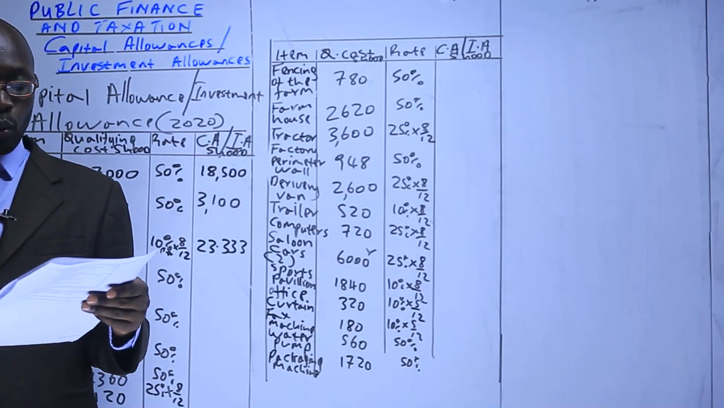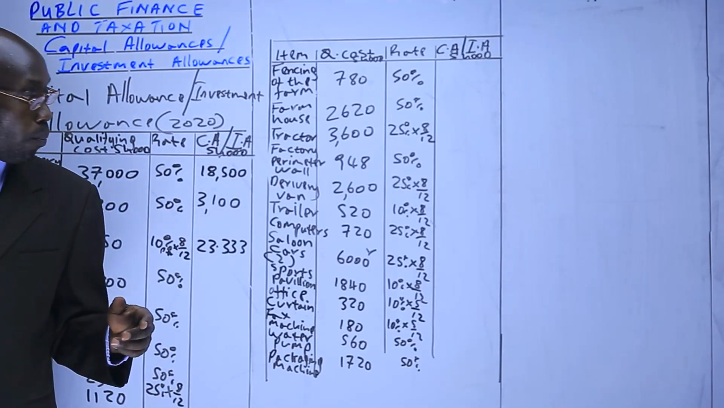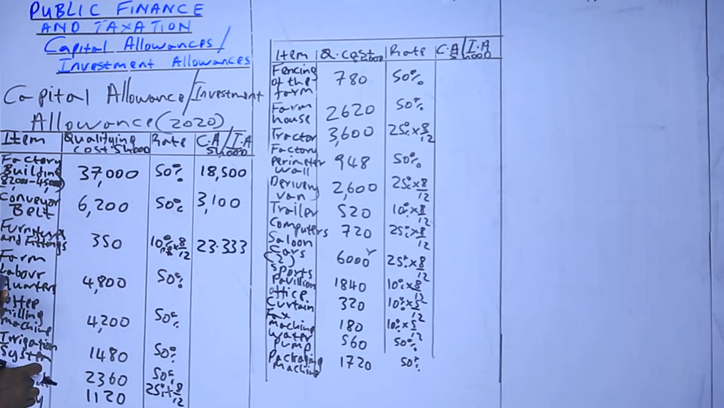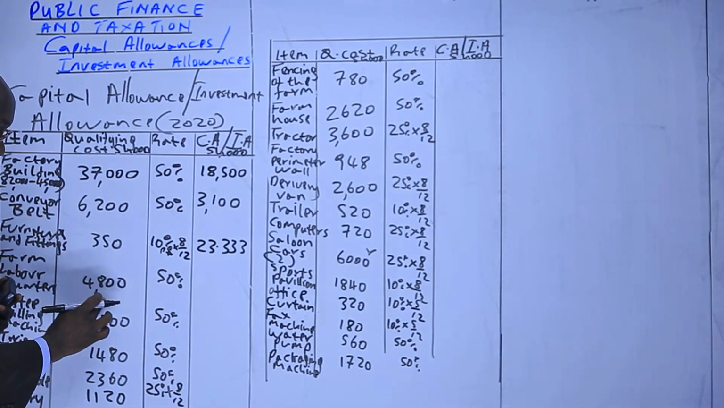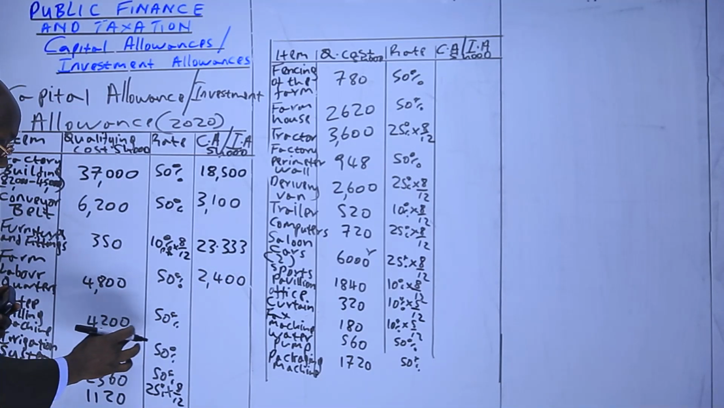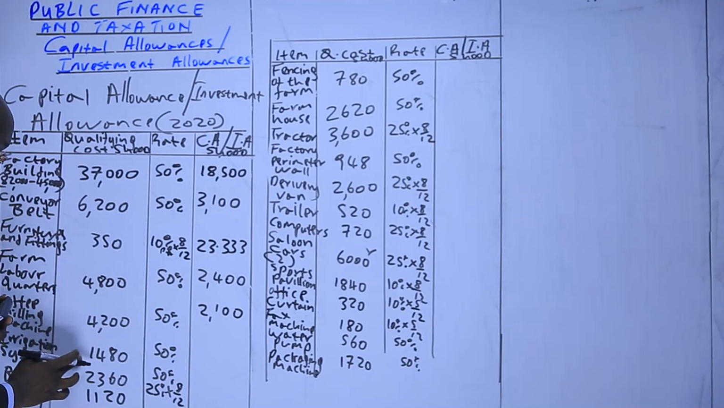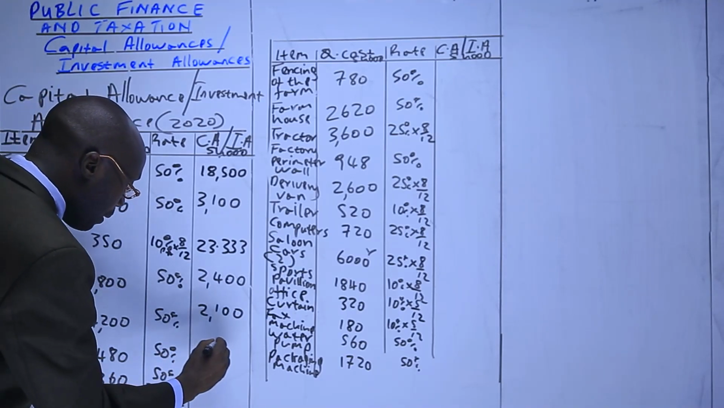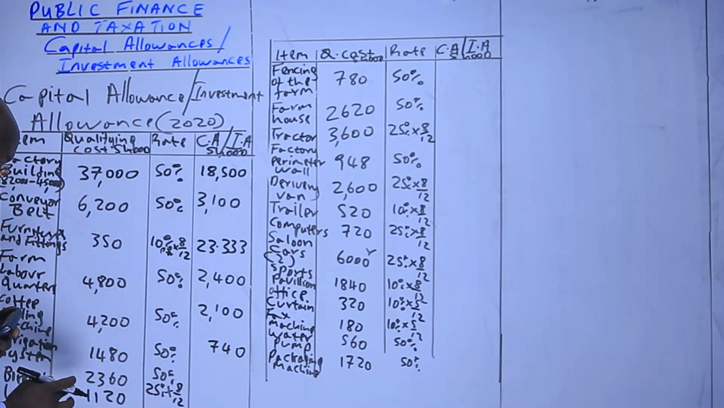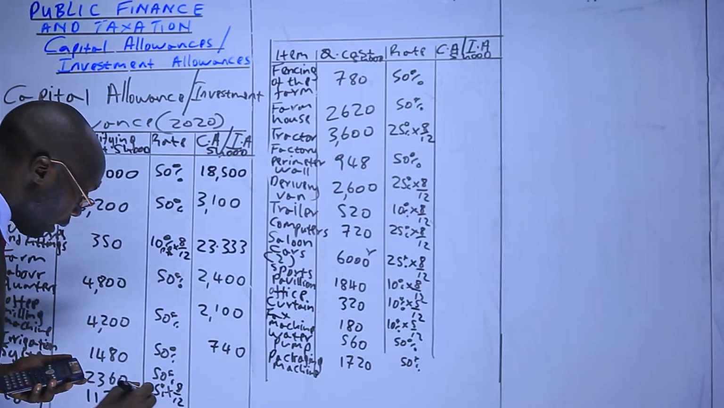Now, being the last one, we do the computation to get the total capital allowance, but to compute for each first. We had stopped here. So 50% of 4,800, that will be 2,400. 50% of 4,200, that will be 2,100. 50% of 1,480, that will be 740. 50% of 2360, 1180.